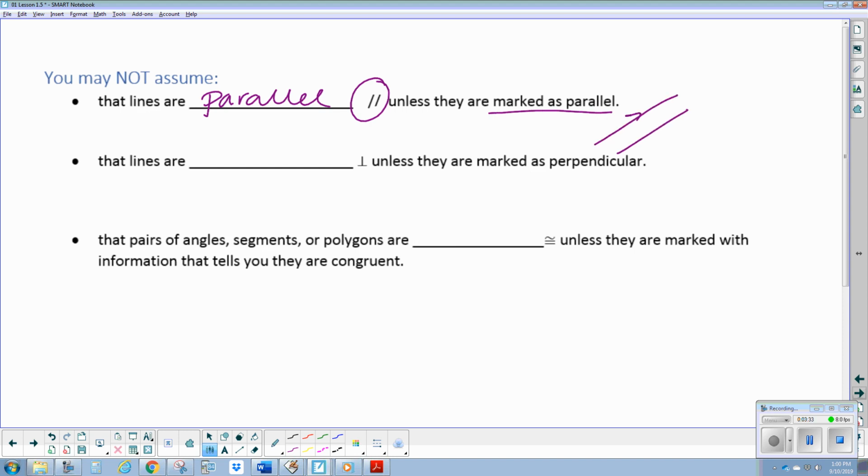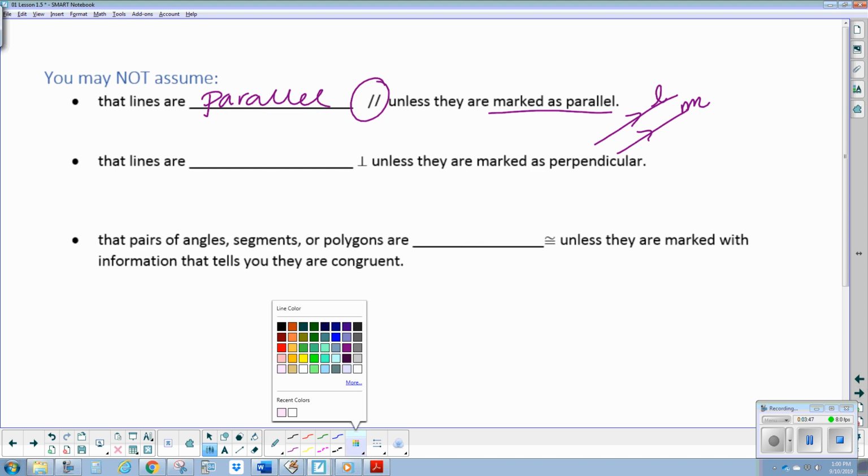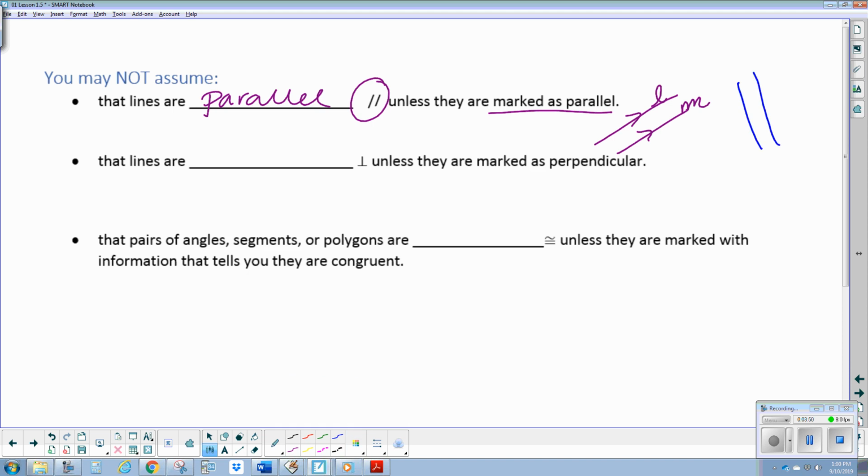So given these two lines, to mark them parallel, we'll say L is parallel to M if they have the same number of feathers. Those little arrows we call feathers. And then another set of lines, N and P, we'll say. These are parallel because they have the same number of feathers. Okay, so that's how you'll mark on a diagram that lines are parallel. Or if you see those markings on a diagram, you can conclude that they are parallel. You're not assuming, you're concluding it based on the given information.